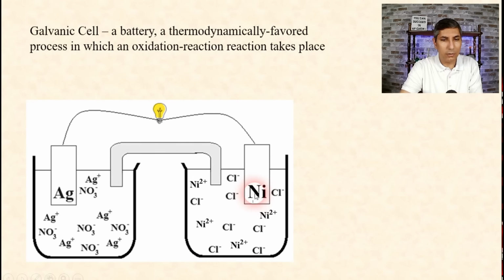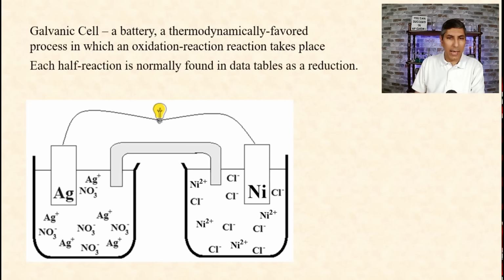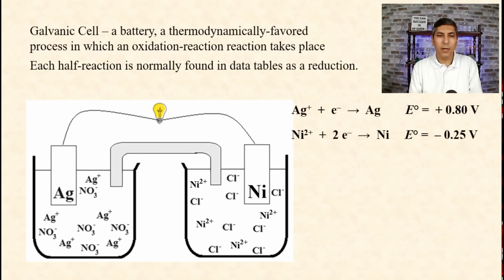I have some nitrates and some chlorides thrown in there for good measure. And we want to take a look at the half reactions. Now, each half reaction is normally going to be given to you on the test. And so in this case, we have these half reactions. Notice that these half reactions are always written as reductions. That's just how we do it.